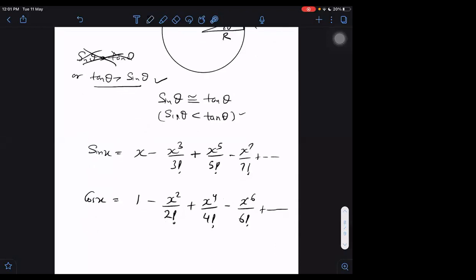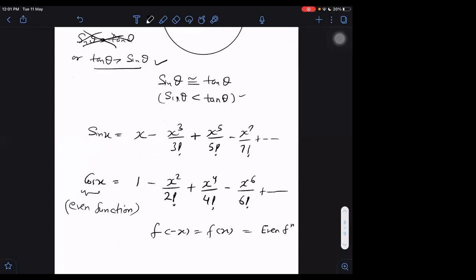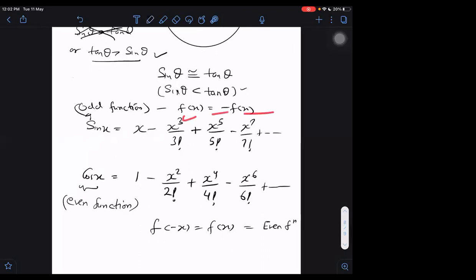How to remember when we should take even powers, when we should take odd powers? Easy way to remember. Cos x is even function. Even function means when f of minus x will be equal to f of x, that function is called even function. What is odd function? Sin x is odd. In this case, f of minus x will be equal to minus of f of x. That's why it is odd function. So odd function contains odd powers.